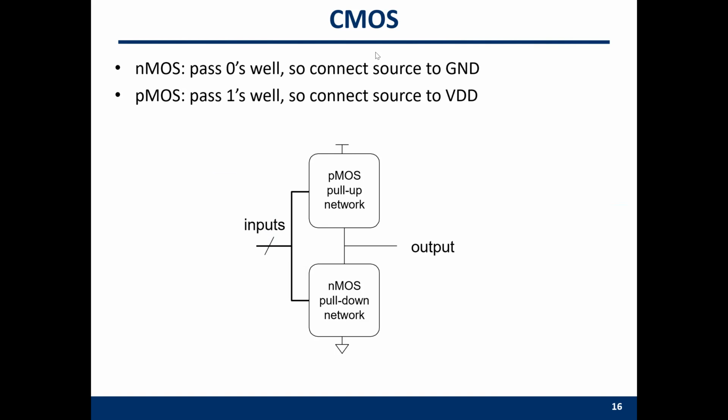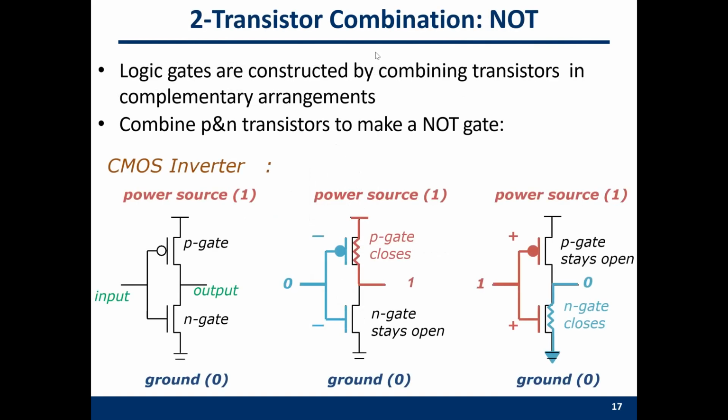Because it can pass the one back. I will give you some example for this pull down and pull up network. And of course, the simplest logic gate is, and one of this.